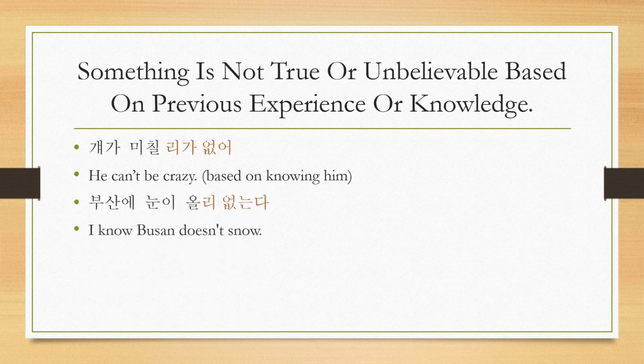And the next one is 부산에 눈이 올 리가 없어, or 올 리 없다. So it doesn't snow in Busan, or very rarely does it snow, but you're basically saying, based on your knowledge, it doesn't do that. And also the 가 can be omitted.